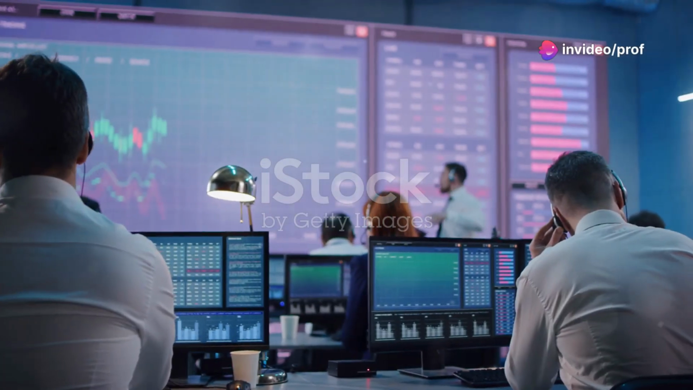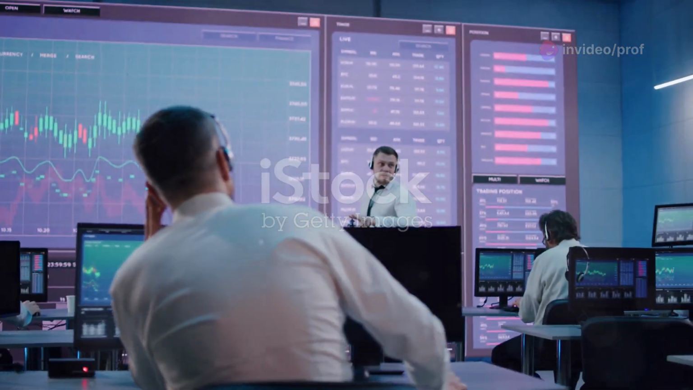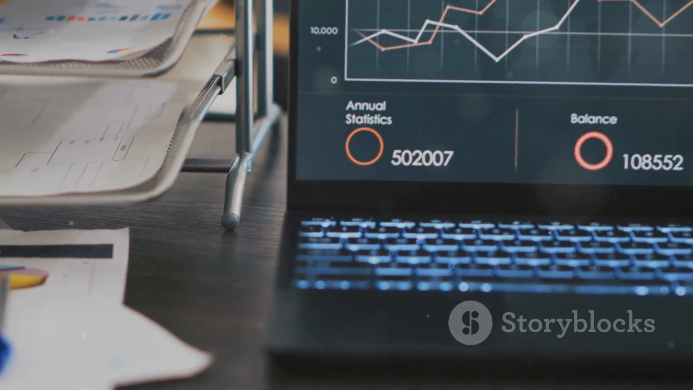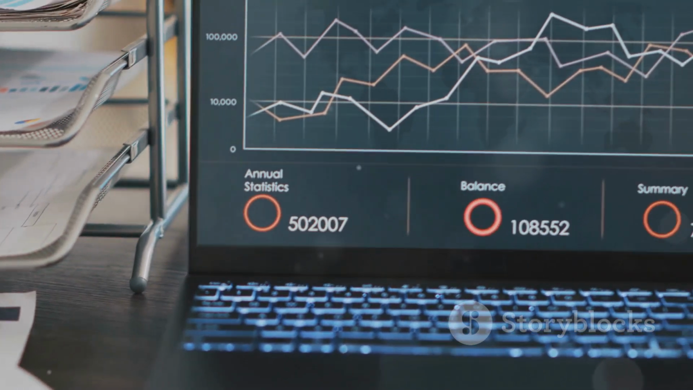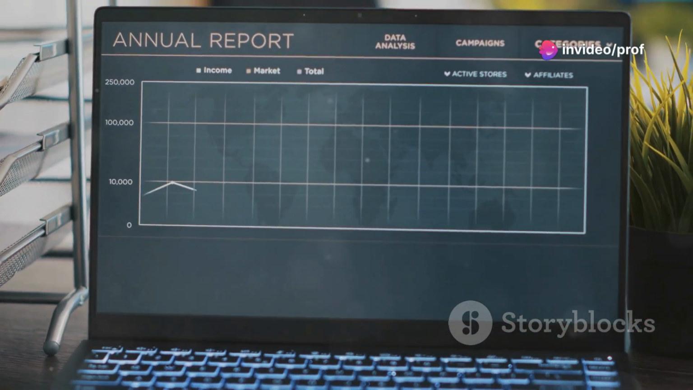Section 4. Forecasting the future. Methods in time series analysis. Time series forecasting, the art of predicting future values based on past observations, employs a diverse set of methods.